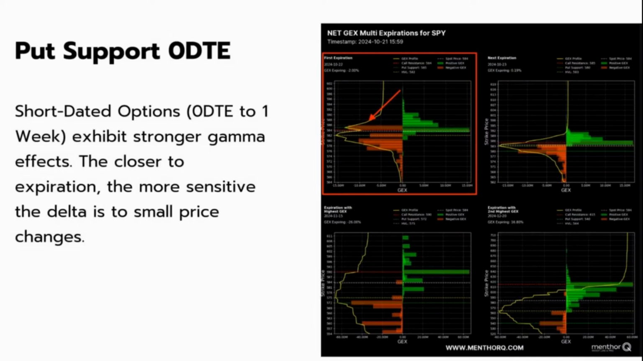In the case of stocks, the put support 0 DTE would represent the weekly expiration as of Friday. So if we look at, for example, the put support 0 DTE for Tesla, that would be looking at the expiration of this Friday for that option chain.